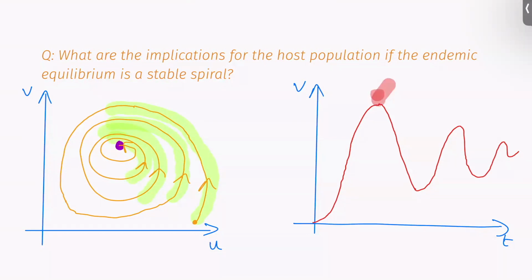So you can think of this as the successive waves of our epidemic. So this is wave 1, this is wave 2, wave 3, and so on. And eventually these are decaying in size. So eventually we'll settle down at this endemic equilibrium, but we'll approach it through multiple epidemic waves, each of them getting smaller in size.